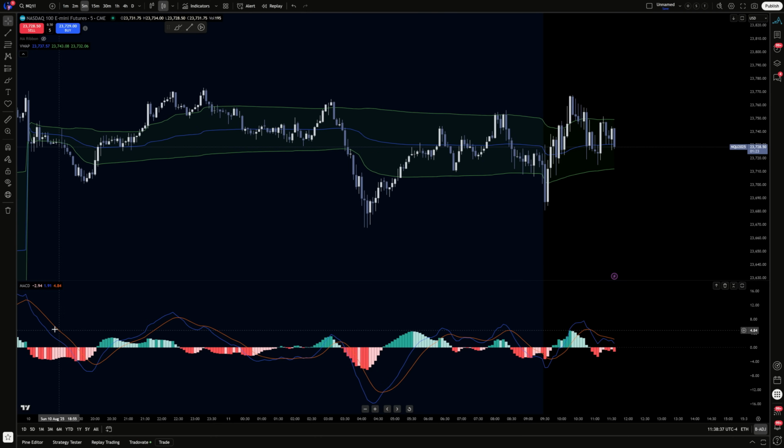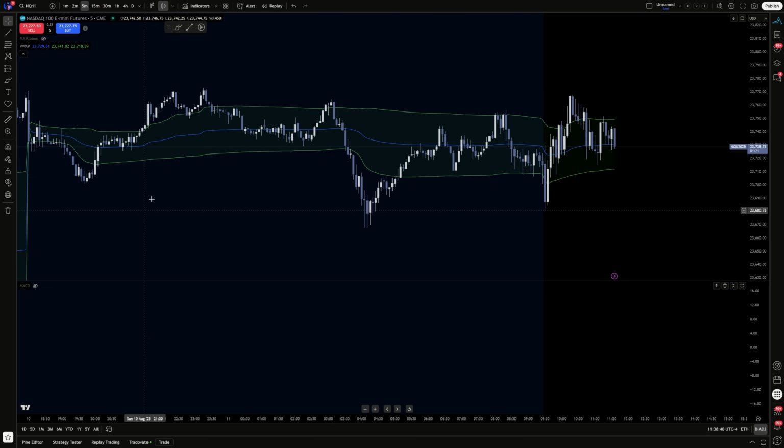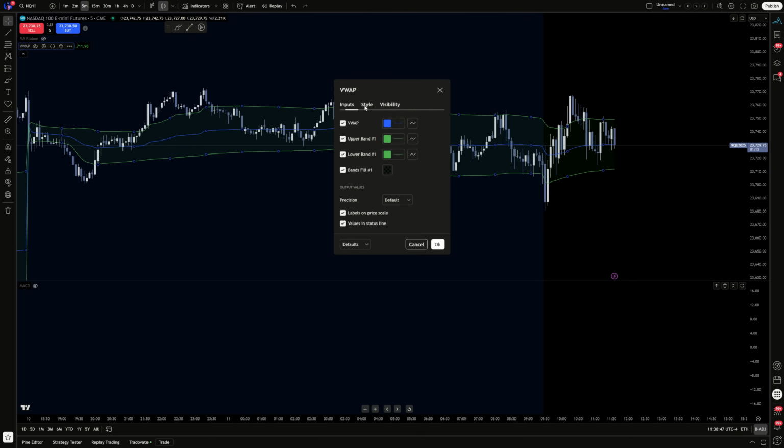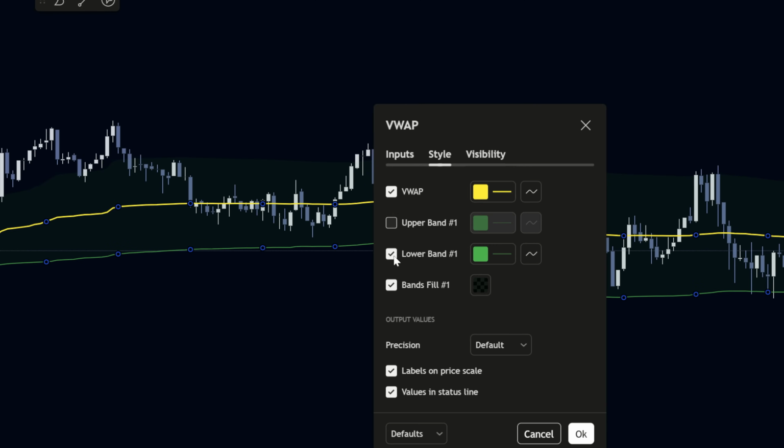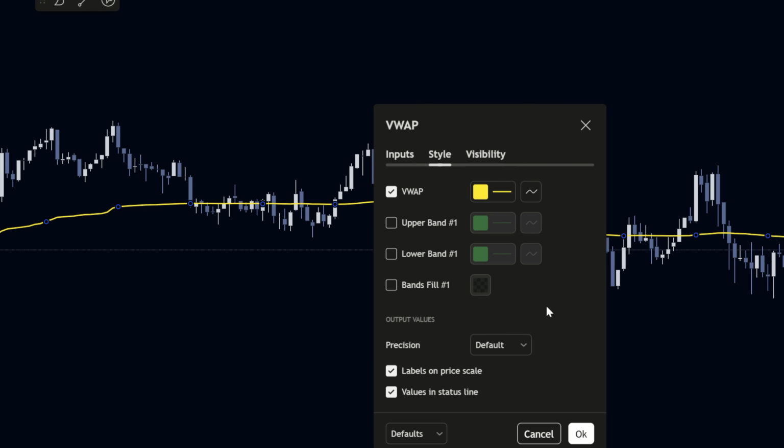First, I want to hide MACD. I want to hide the MA ribbon. And first, I want to look at VWAP. What we're going to do with style is the VWAP line. I want to change this to yellow so that it truly stands out. And then I want to disable the upper and lower band. And then the band fill, I really don't care about, right? So deselect everything and leave VWAP, turn that yellow.